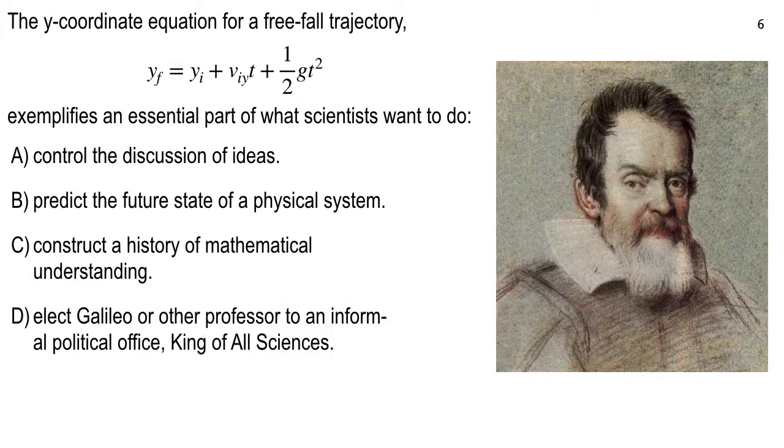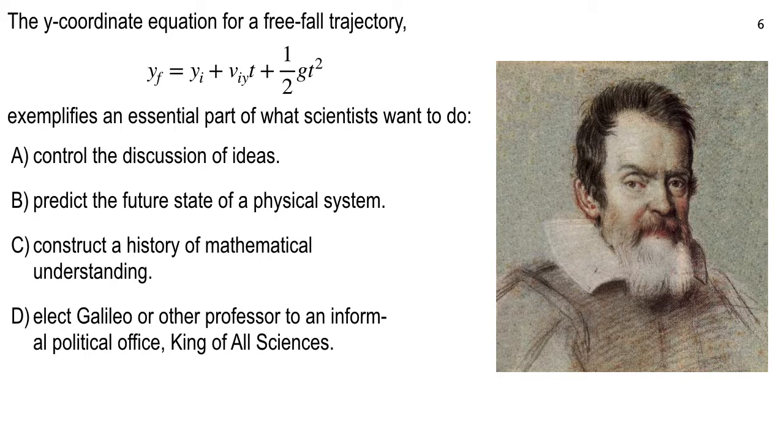Next question, multiple choice. The y-coordinate equation for free fall trajectory, which is given there, exemplifies an essential part of what scientists want to do. And option A is control the discussion of ideas. We want the opposite. We want to always be talking about different ideas, and sometimes getting into an argument. Galileo was famous for arguing, but a lot of scientists get into debates and arguments about what's actually true. What's the proper equation? What's the proper interpretation? And so forth. So A is definitely out.